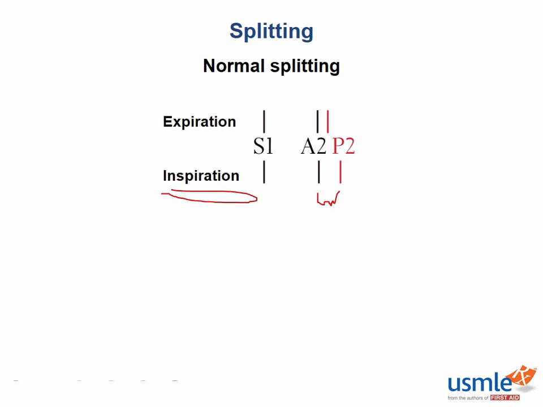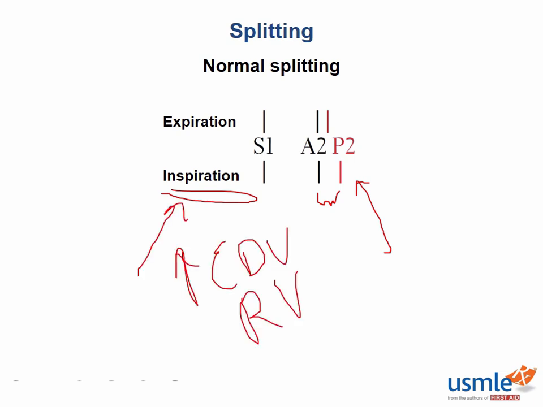So why does this happen? Why does inspiration split the S2 into aortic and pulmonic components? Why is it more distinct, and why can we hear it or appreciate it when we listen during auscultation? Well, the reason is the pulmonic valve actually closes later than the aortic valve, so we can hear the distinct sound. It shuts later because there is an increase in end diastolic volume in the right ventricle after inspiration.